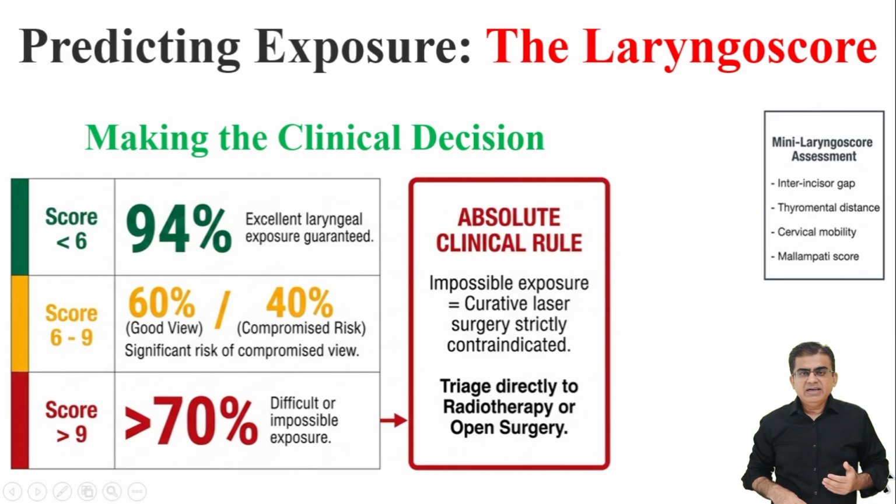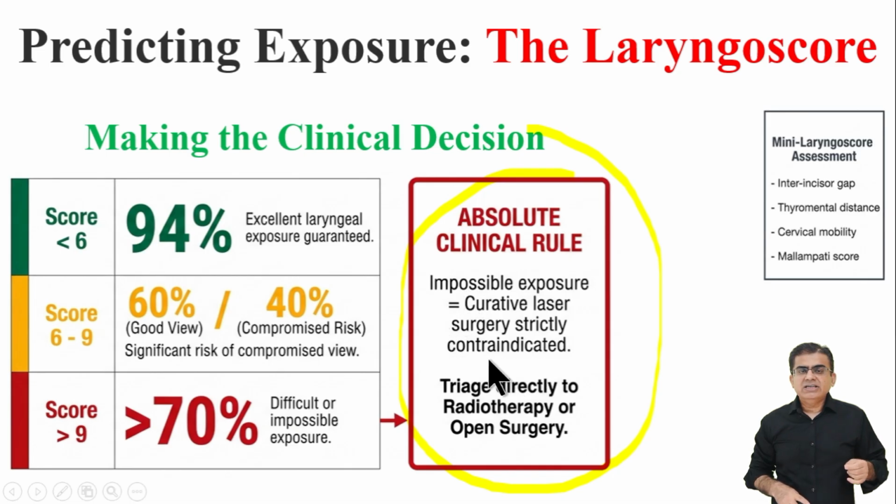For a very fast assessment in a busy OPD, you can simply use the mini laryngoscope. This rapid tool relies on just 4 things. These are the inter-incisor gap, thyromental distance, cervical mobility, and the Mallampati score. This brings us to an absolute clinical rule. If exposure is impossible, curative laser surgery is strictly contraindicated. You must immediately triage these patients to radiotherapy.